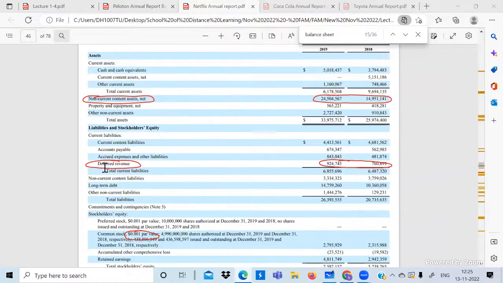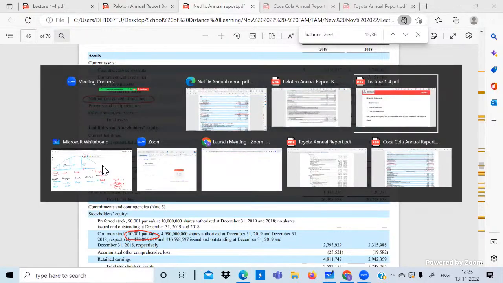So this is like a company which is typically at the growing stage. Then if I look at maybe a company like, let's say, Coca-Cola.